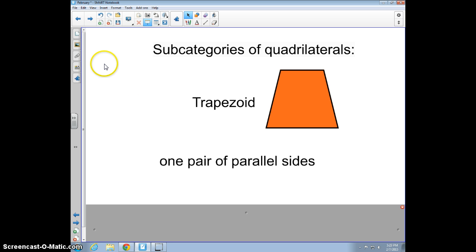All right, and so that's what we focused on today, looking at quadrilaterals and attributes and defining them and putting them into categories and subcategories.